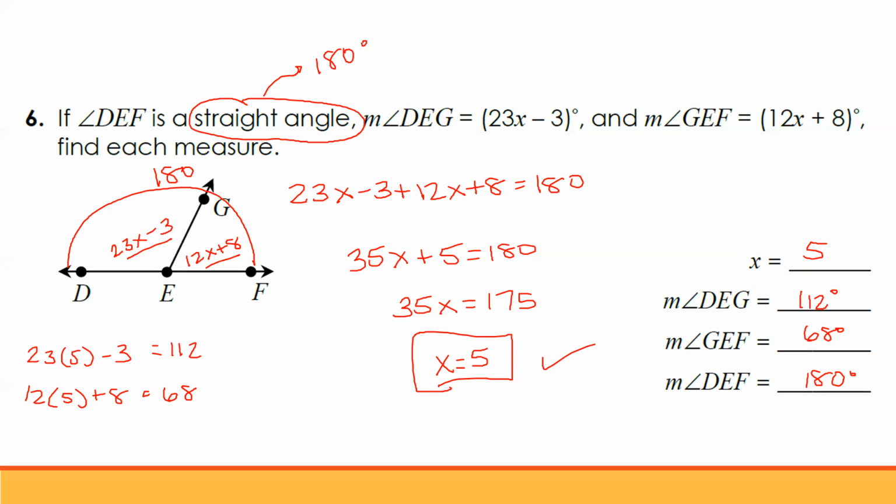And they tried to be even trickier and they put angle DEF there. Well, we know that angle DEF is a straight angle, so it measures 180. And if you really want to check your work, go ahead and add these two together, 112 and 68. They have to add to 180 for our answer to be correct.